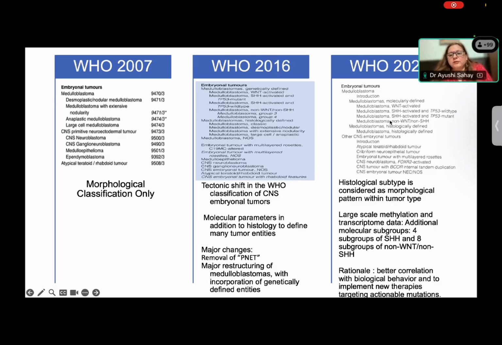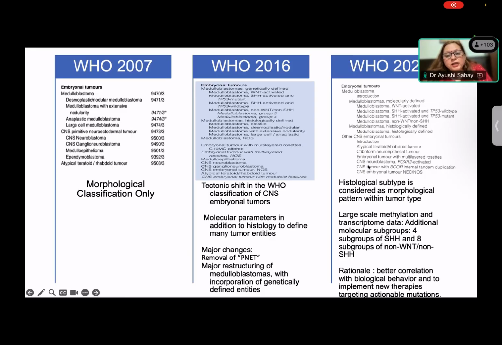What happened in 2021? In the current classification that is followed, histologically defined as a separate entity has been removed. It is just medulloblastoma histologically defined, which can be any of the 4 patterns that were there previously, and then molecularly defined you have these various subtypes, which can be Wnt activated, SHH activated TP53 wild type, SHH activated TP53 mutant, and what is called non-Wnt, non-SHH, which do not belong to either of these categories.